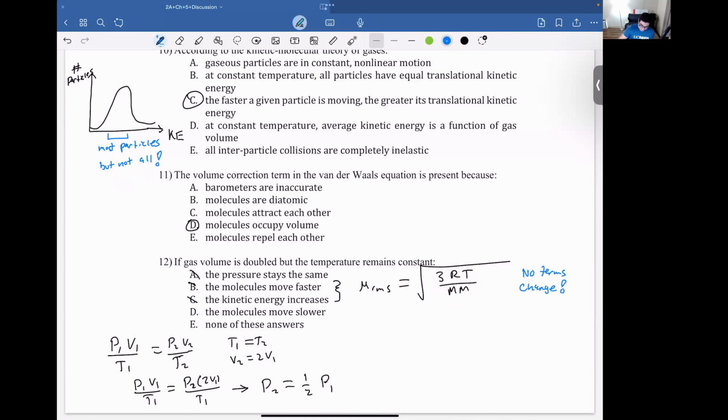Then we have D, which says the molecules move slower. That one is encompassed too. So the answer is none of the above, because the molecules don't move faster or slower or change their kinetic energy if you double the volume, and the pressure does change.